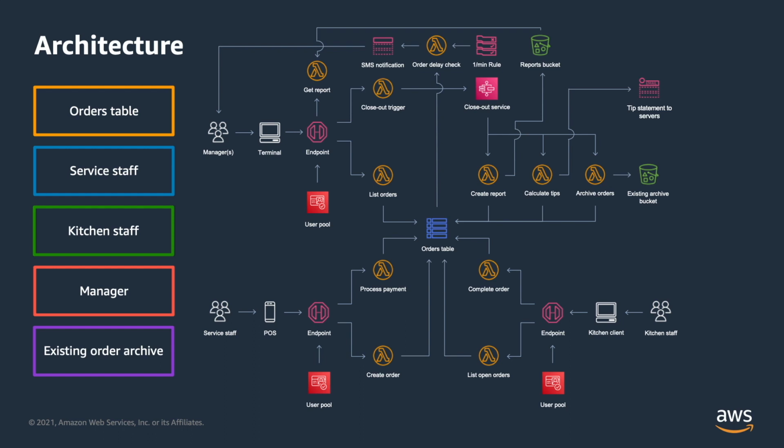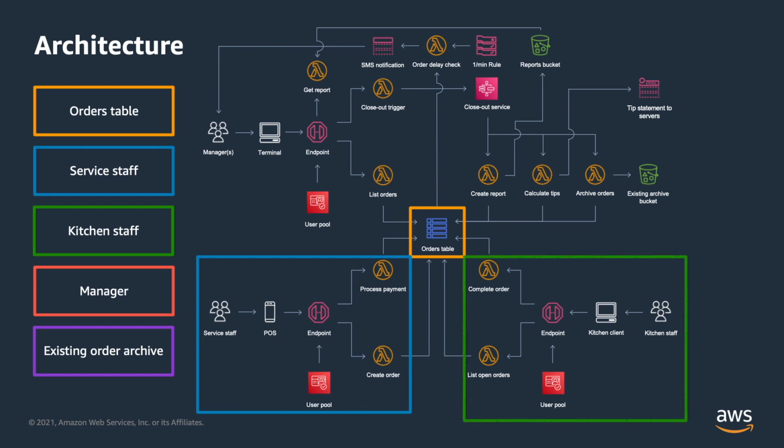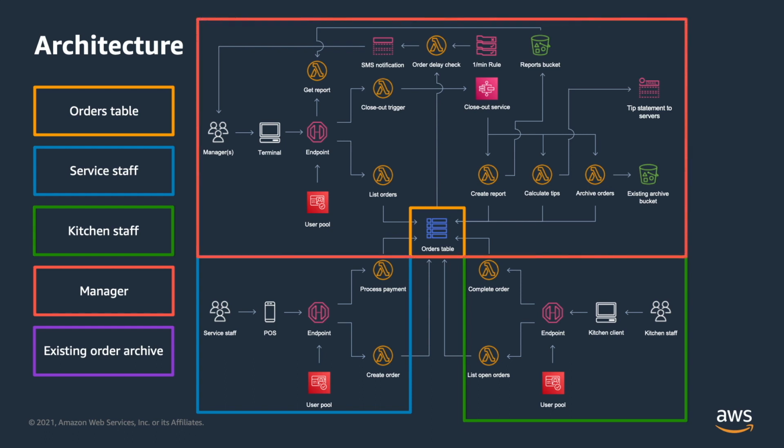Looking at the big picture here, though, there's a few things I'd like to point out to help get you familiar with the design. First, we start with a common table in the middle for keeping orders that all user roles and functions will work from. Next, down in the bottom left, we have all of our service staff resources. Then, down in the bottom right are going to be all of our kitchen staff resources. Now, up in the top half is going to be all of the manager resources.